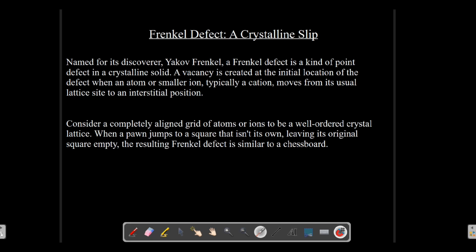In this video, I'm going to explain what Frenkel defect actually is and we'll derive the mathematical expression for the Frenkel defect and we'll try to calculate the density of Frenkel defect, that is the number of Frenkel defects formed in a crystal. So let's start.